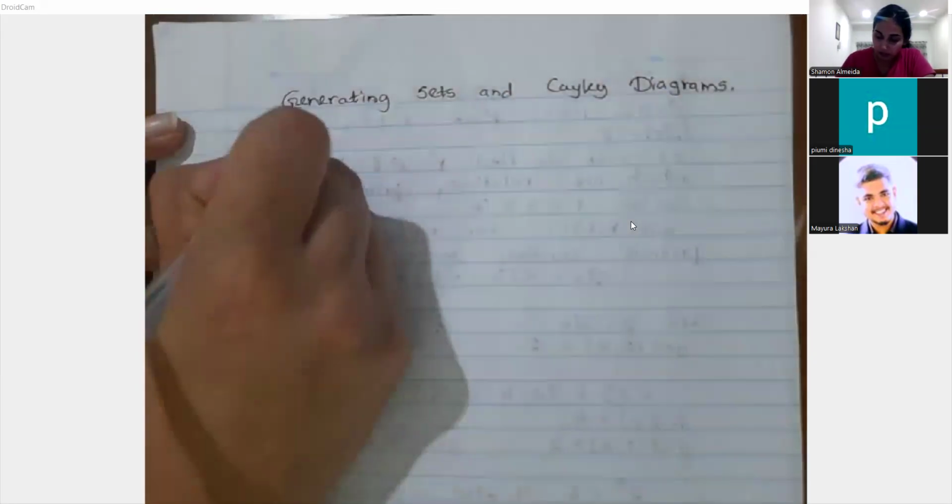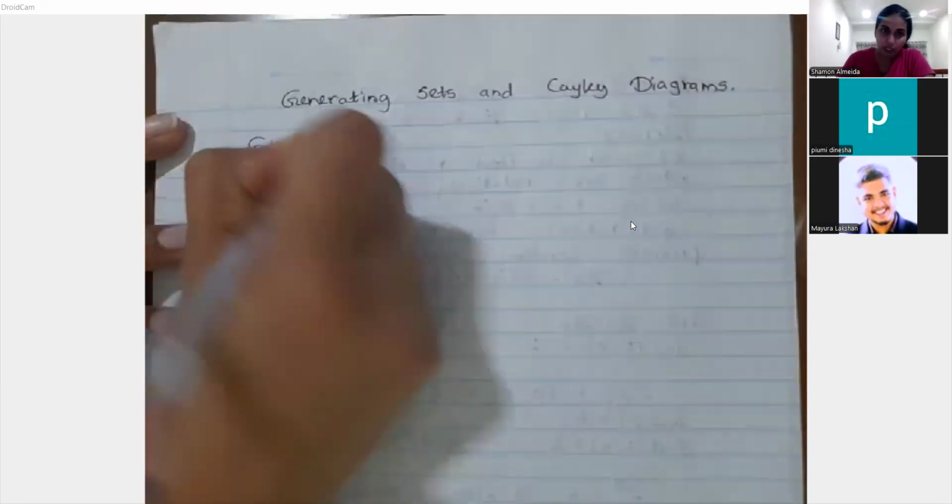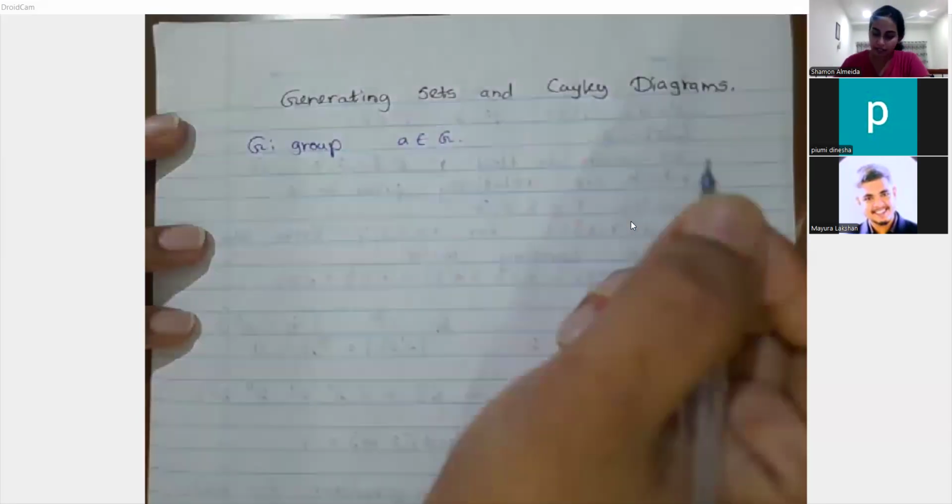Okay, so far we have seen groups that are being generated by just one element. But it doesn't have to be one element. We could have more than one element generating the same group, right? So that's what we are going to talk about in this section. Let's take G, in the usual notation, to be a group, and A be an element in G.